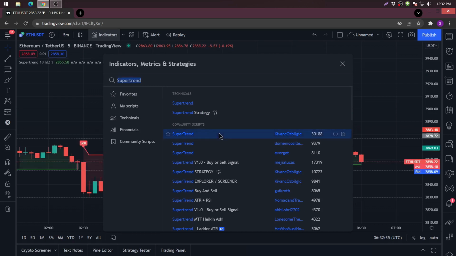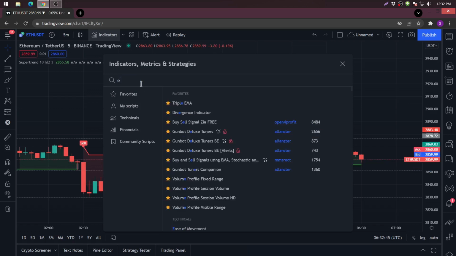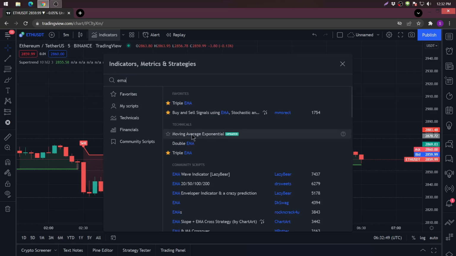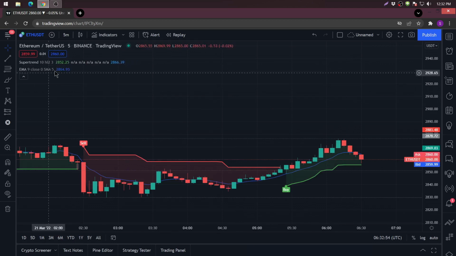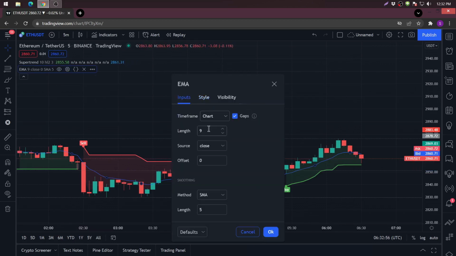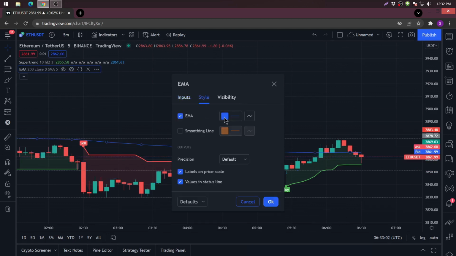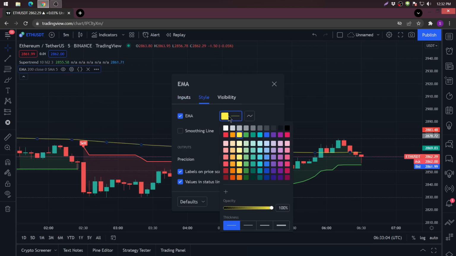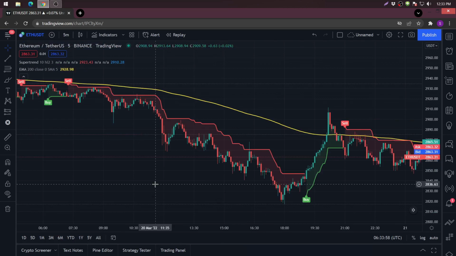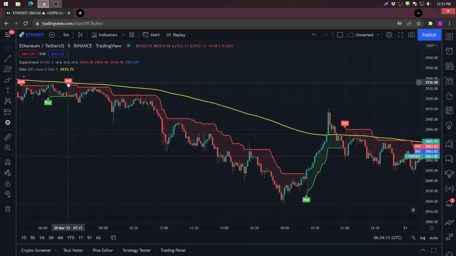So now I want to add another indicator, named EMA. So I simply write EMA here, and you can see moving average exponential. I simply click here to add it to my chart, and now I have to change the EMA length from 9 to 200, and also change the style and color. I want to make it yellow, and change the thickness and make it bolder. The Supertrend indicator is very good for generating buy and sell signals. So you can see a sell signal, and it's a great signal.